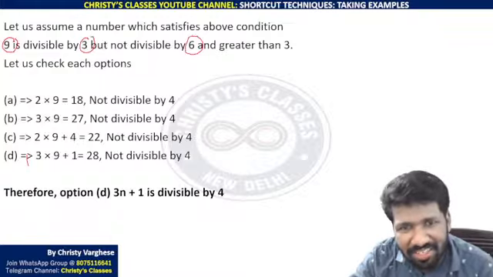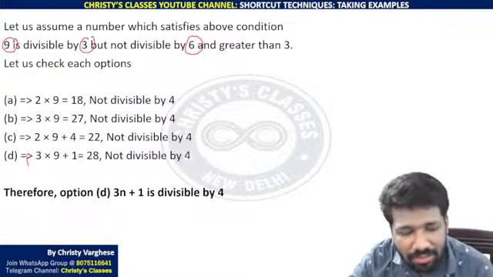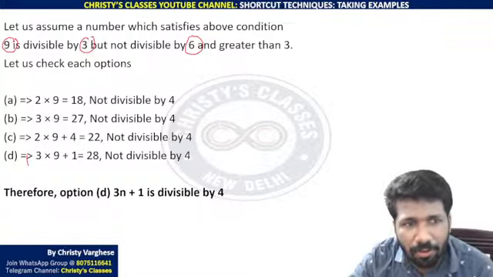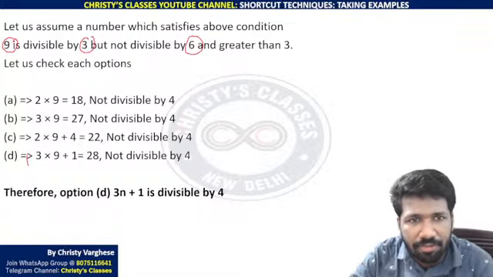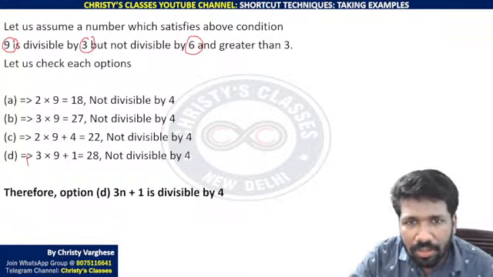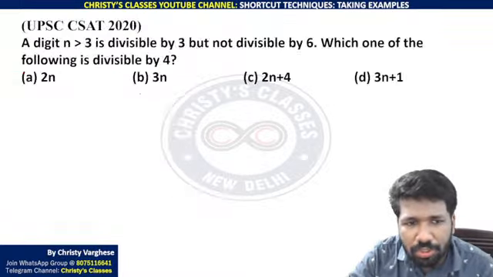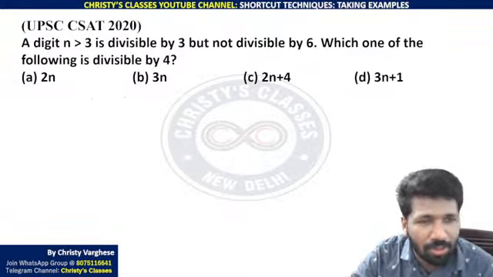9 is not the only example. There are infinitely many examples. You can take 15 also. 15 is divisible by 3 but it is not divisible by 6. And now you have to check each option. That means elimination is also necessary.